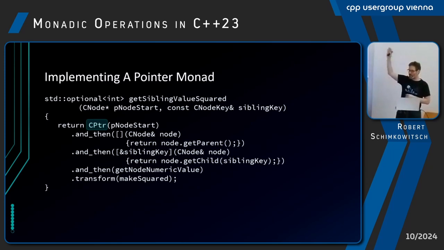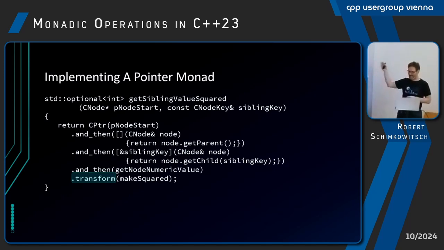So on the calling side, I need to opt into the monadic interface by wrapping my first pointer into CPtr. And then the rest is automatic, basically. I just get a CPtr after CPtr, and I can always call and_then. But the transform on bottom is optional's transform. So I can actually seamlessly transition from a pointer monad to an optional monad. And it's pretty nice to combine those two.